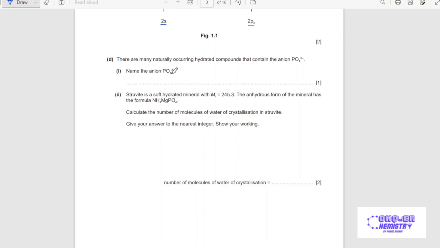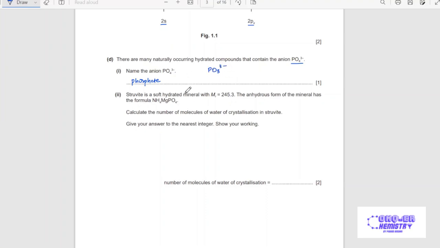Now it says there are many naturally occurring hydrated compounds that contain the anion PO4 3-. We visited this guy before. Now it says name the anion PO4 3-. Now we know that this is phosphate. But here's the thing. There's another ion that contains the same elements, phosphorus and oxygen, that looks like this, PO3. It also has a 3- charge.